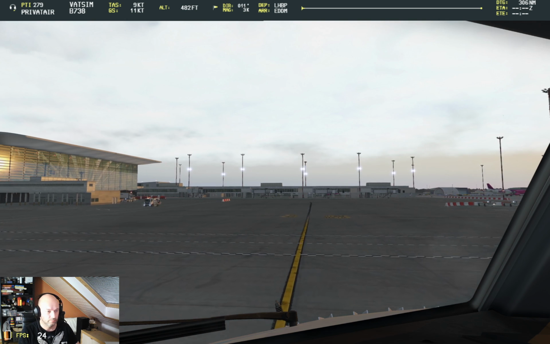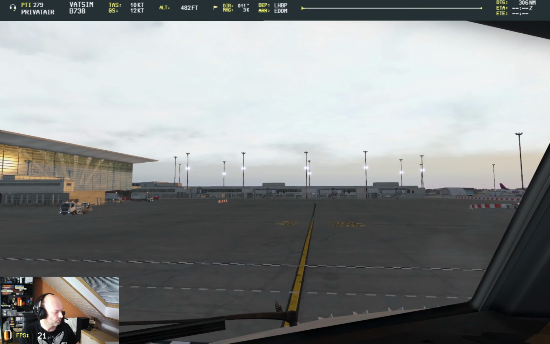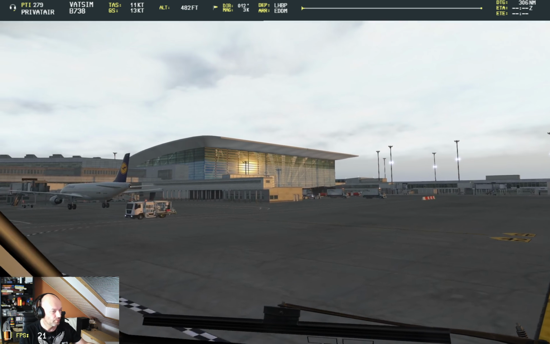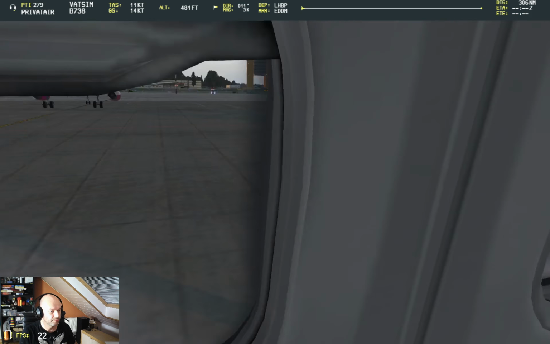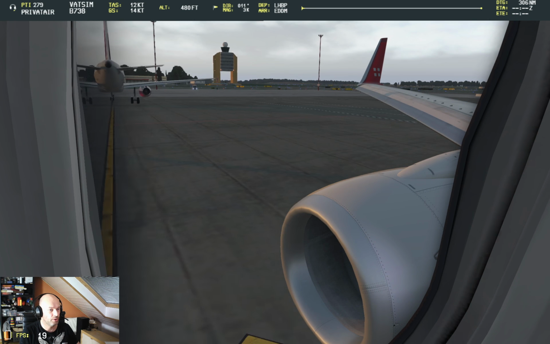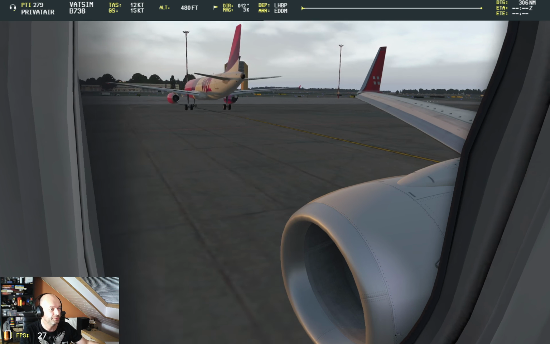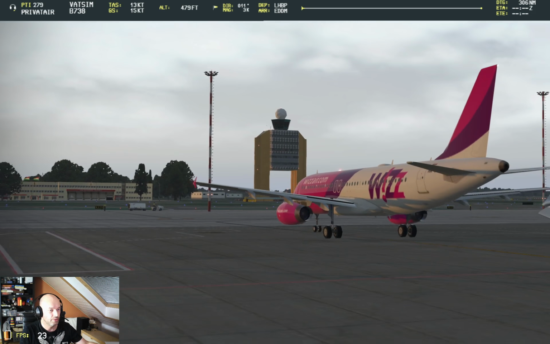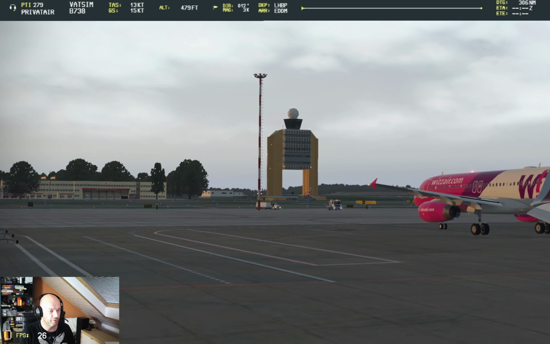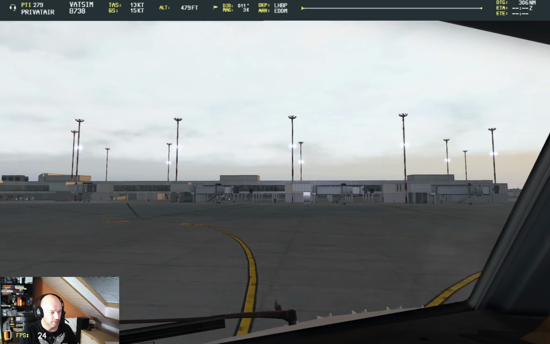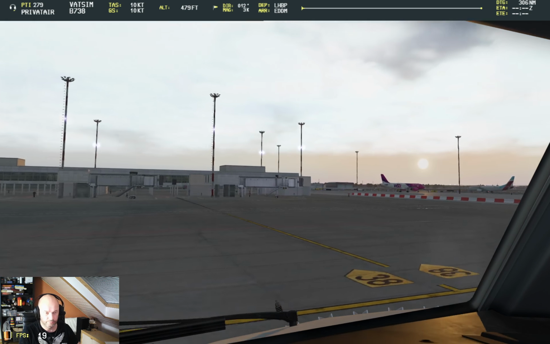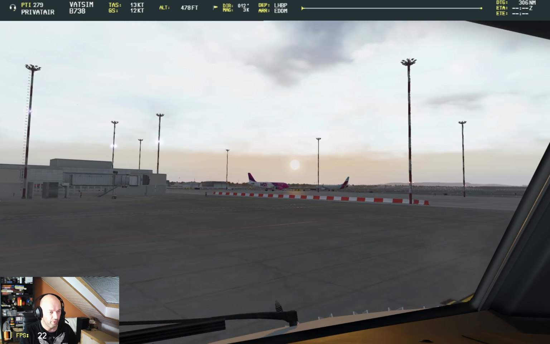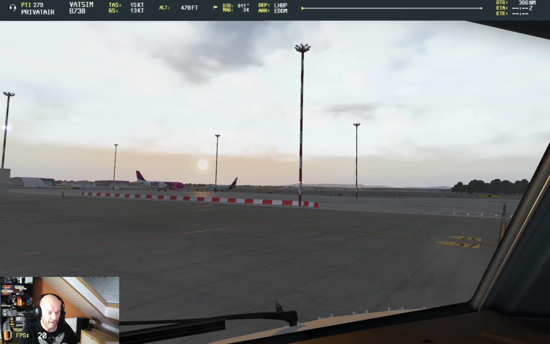And the iconic tower, the control tower of Budapest. It's very unique, quite unique. And we turn right on Hotel 1. Over there, the Eurowings. That's our flight pal. That's Daniel.